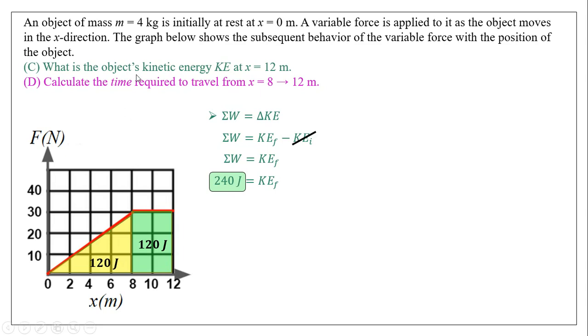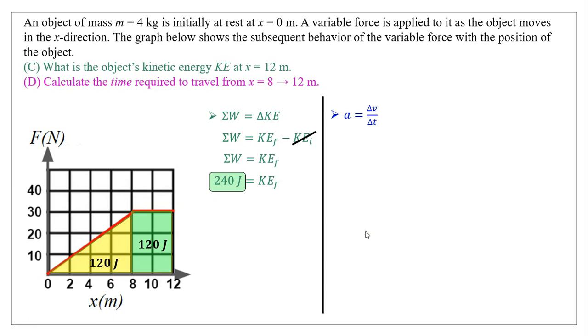Part D asks us to calculate the time required to travel from 8 to 12 meters. So here's 8, here's 12. Right away, I know that from 8 to 12, the force stays constant. It stays at a constant 30 newtons. If force is constant, acceleration is constant. If acceleration is constant, you can use your kinematics equations.